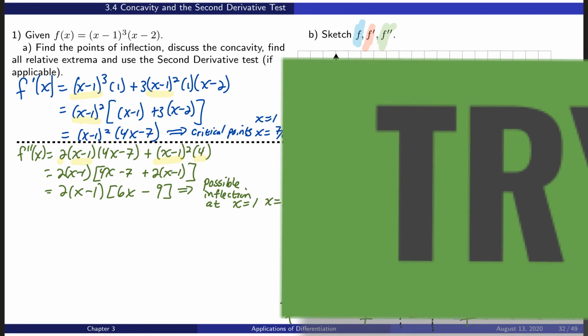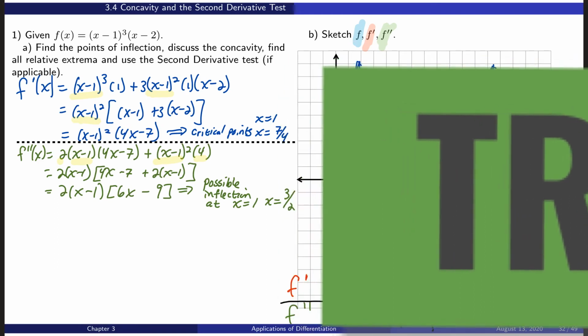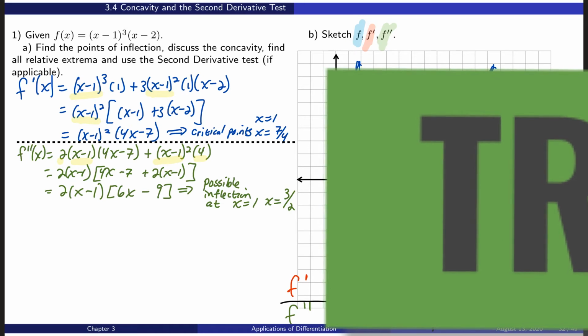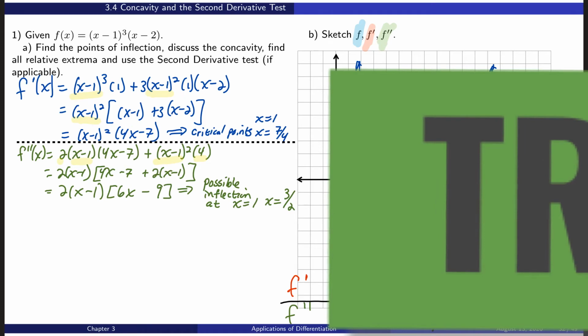So the next step is underneath your plot making a table for what happens in different intervals for the first derivative and the second derivative. For example, take your critical points of 1 and 7/4, test numbers on either side of it and determine whether or not the first derivative is positive or negative, and then take your possible points of inflection of 1 and 3/2, test points on either side of it and figure out if the second derivative is positive or negative.